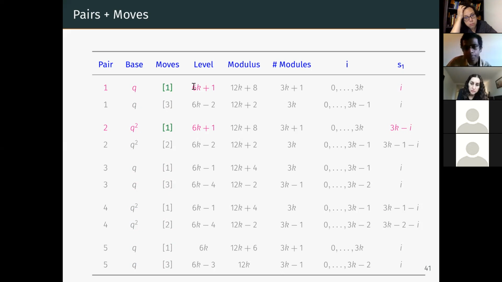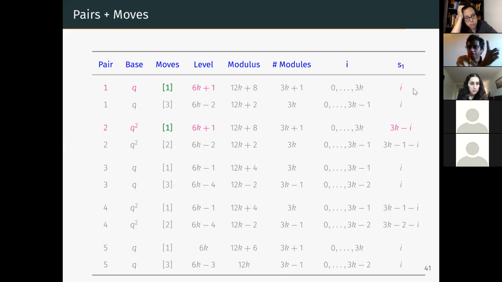Let's start with 6k plus 1. Each module is going to be explained separately by 2 different Bailey pairs. So there is this first pair with base q that explains it, and the second pair with base q squared that explains it. But look at how they enumerate the modules.